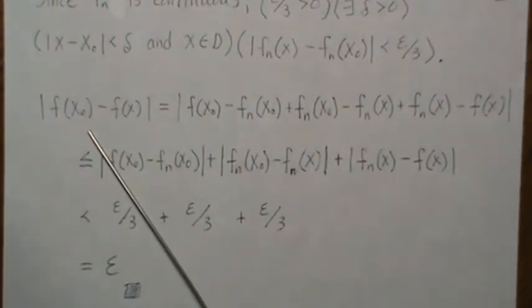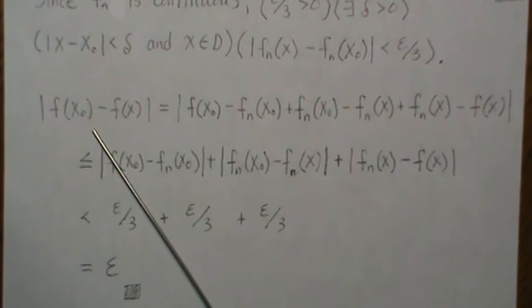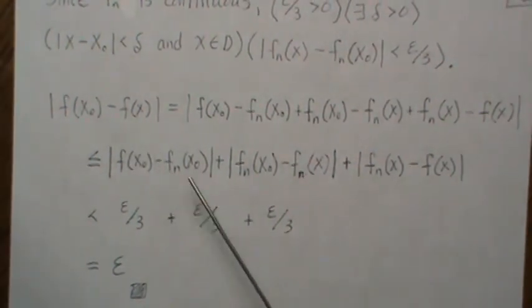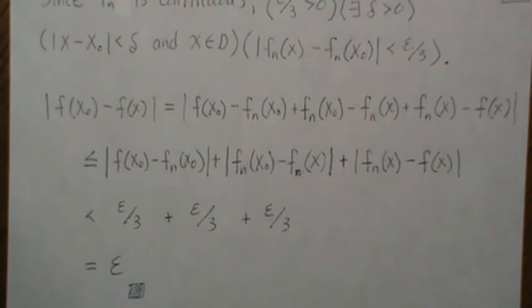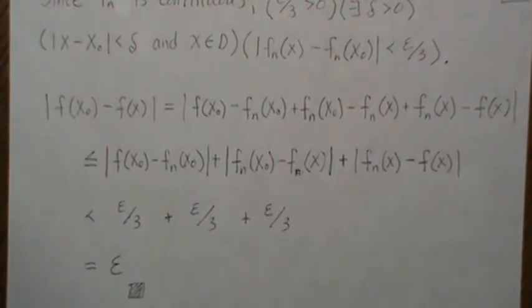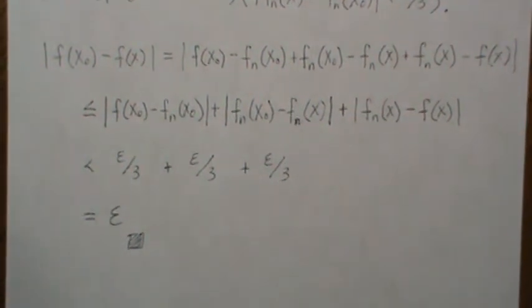So this is saying that given epsilon, there exists a delta such that this difference is really small whenever x minus x naught is less than delta, and this is for all x in D. So we've just proved that continuity carries over from our limiting sequence to f.